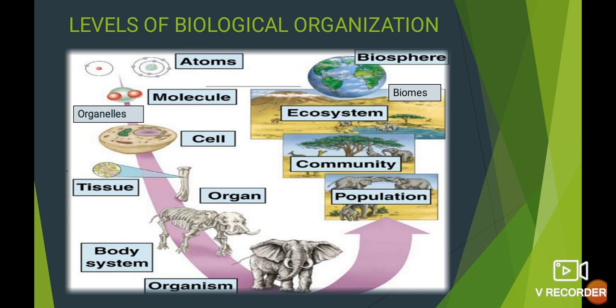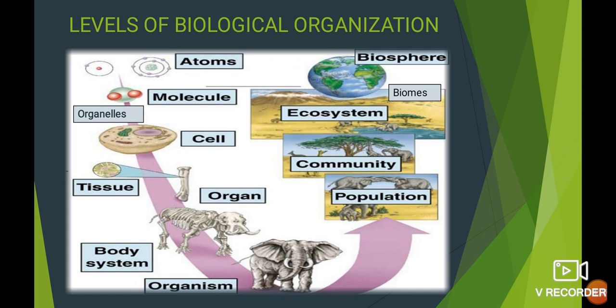Next, if cells group together, they form what we call tissue. Tissues are groups of similar cells. Now, if tissues group together, they can form an organ. Examples of organs in our body are the kidneys, heart, and liver. Those are what we call organs.